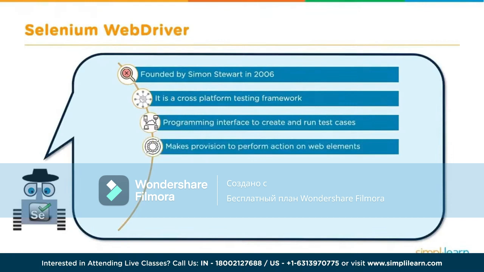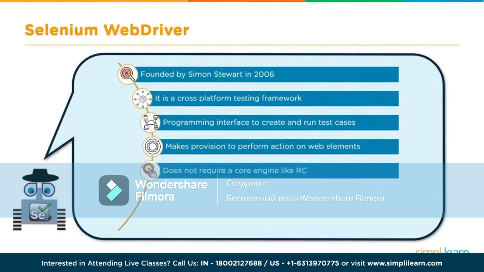So test cases are created and executed using web elements or objects using the object locator and the WebDriver methods. So when I do a demo, you will understand what these WebDriver methods are and how do we locate the web elements on the web page. It does not require a core engine like RC. So it is pretty fast. Why? Because WebDriver interacts directly with the browser and it does not have that intermediate server like the RC had.